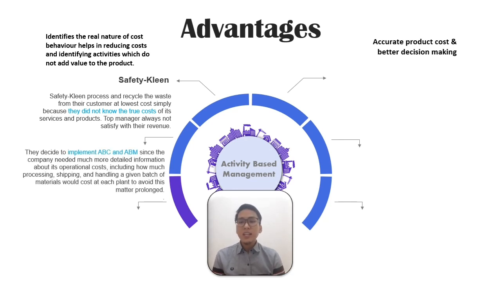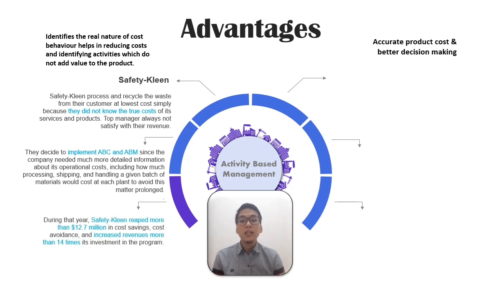So after that, Safety-Kleen decided to implement ABC, also ABM, since the company needed much more detailed information about its operational costs, including how much processing, shipping, and handling a given batch of materials will cost at each plant, to avoid this matter prolonged. So during that year, Safety-Kleen reaped more than 12.7 million in cost savings, cost avoidance, and increased revenues, more than 14 times its investment in the program. So that's for Safety-Kleen.